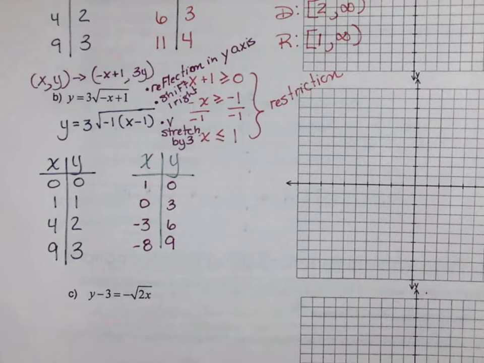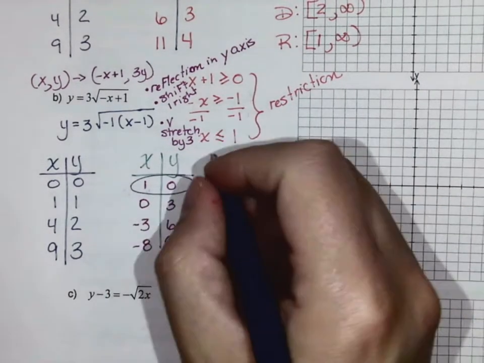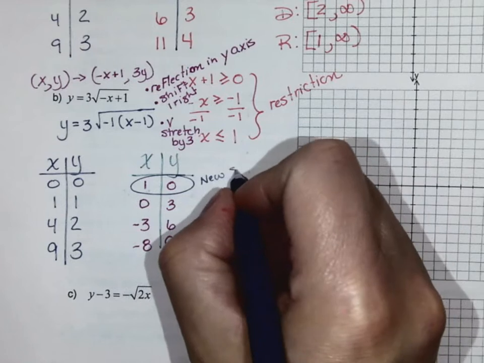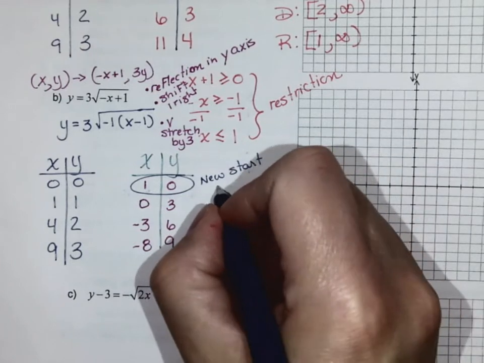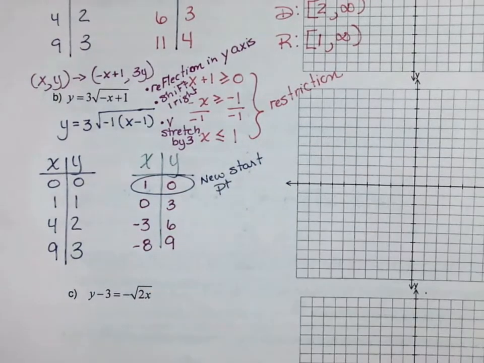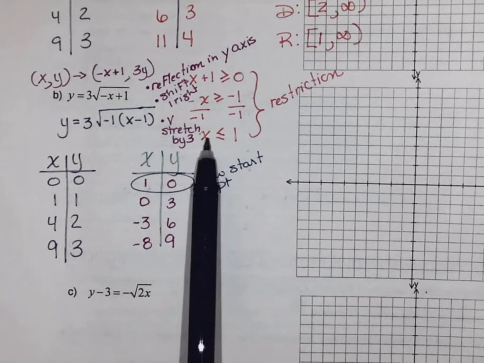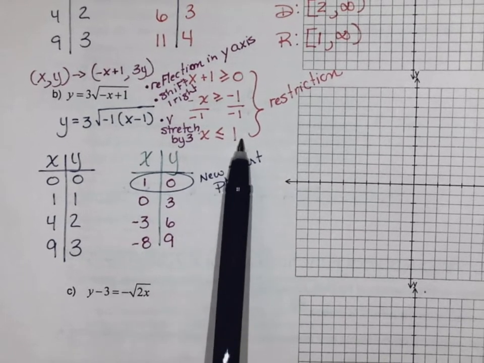So where does my graph start? So this is my new start point. I thought we couldn't have negative. I said we could once we start doing transformations, right? Because we've taken the graph and we've slid it over. And our restriction says that all of our x values have to be less than or equal to 1.